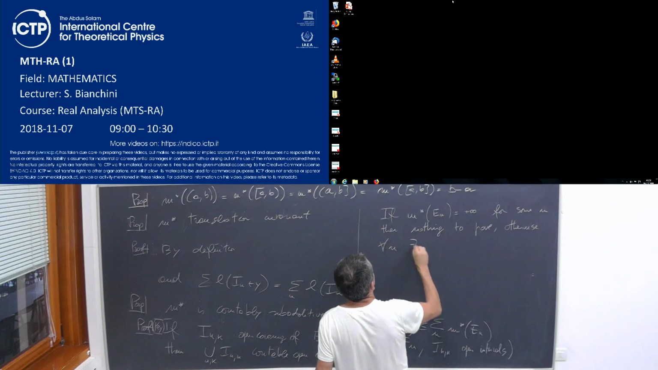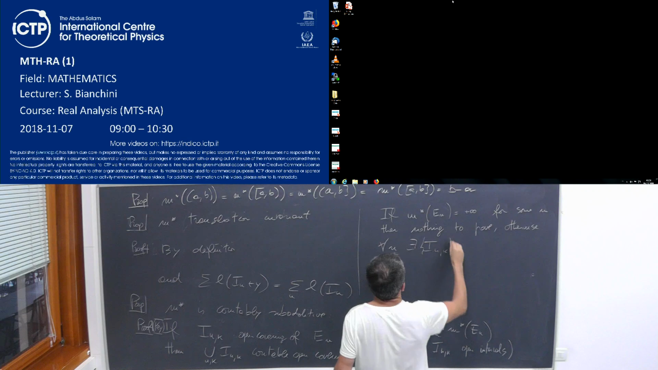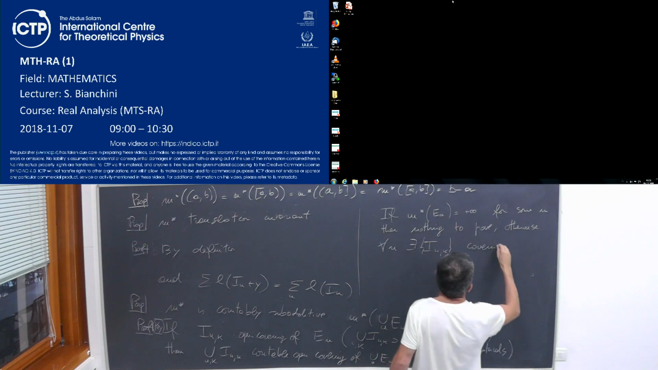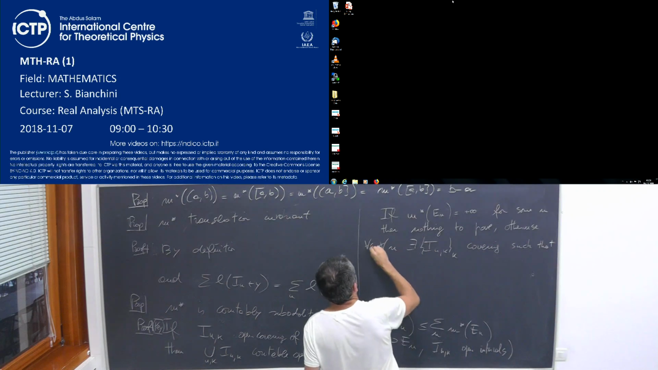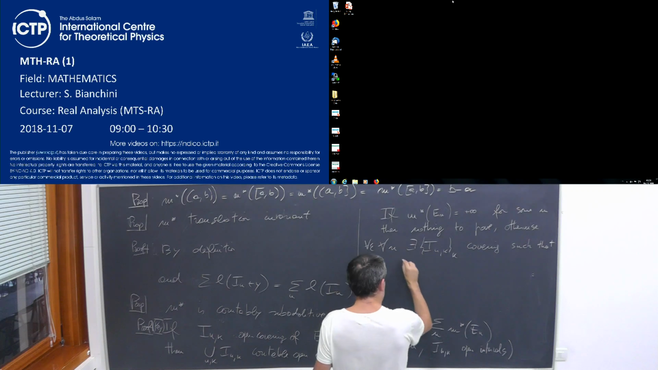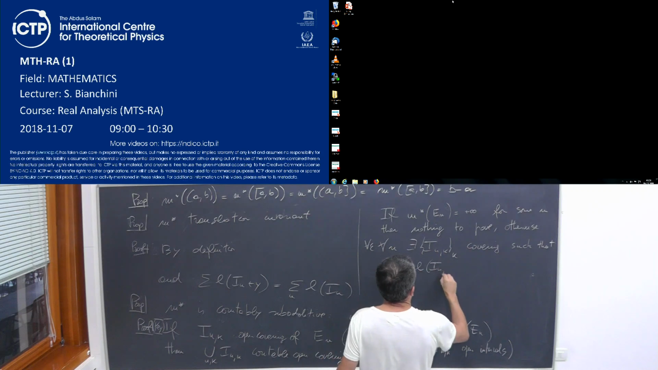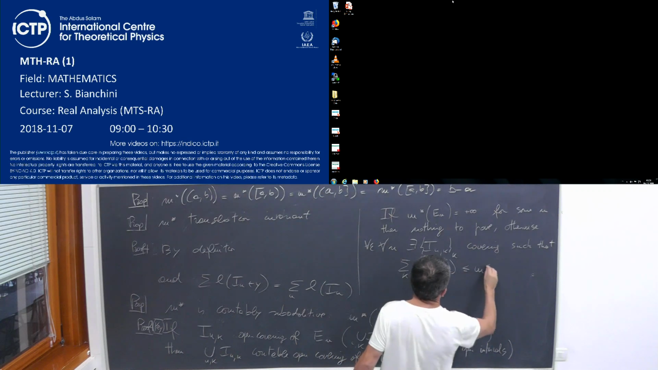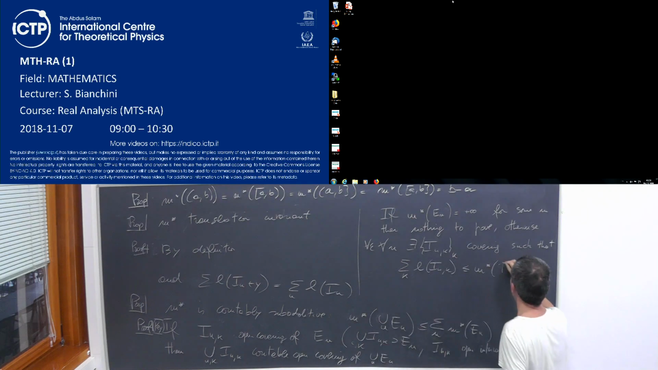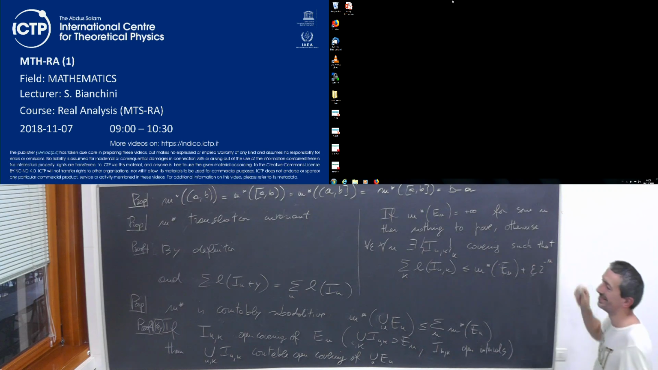For all n there exists a covering E and K such that, for all epsilon and for all n, the sum of the length of I and K over K is less or equal than m star of En plus epsilon 2 to the minus n. Because, being the infimum and not plus infinity, there is such a covering; otherwise it is always plus infinity.